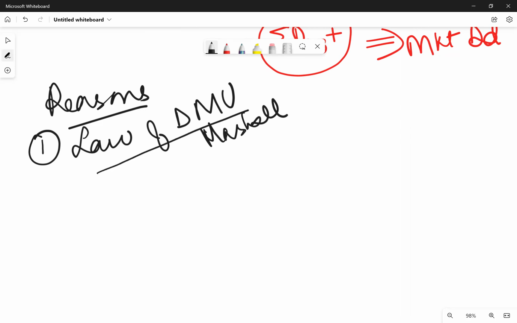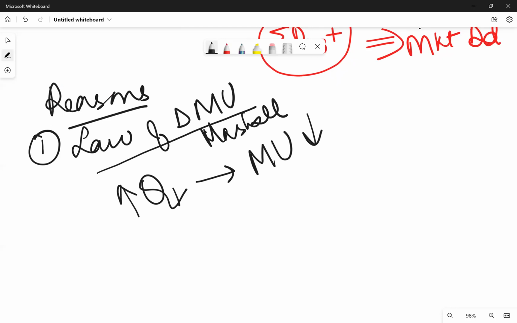Now, according to this law, as the consumer consumes more and more of a good, right, the marginal utility derived from each successive unit keeps on decreasing. That is, on the first unit, say the marginal utility derived was 10. On the second unit, the marginal utility derived was 8. Third unit, 5. Fourth unit, say 2, and so on.